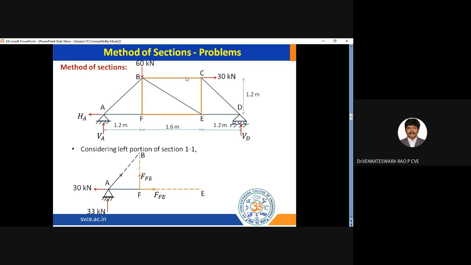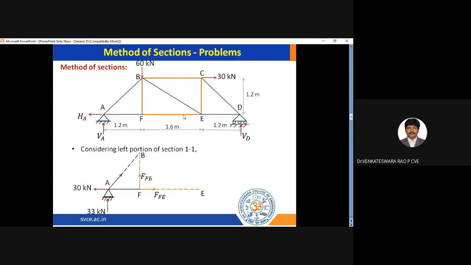And similarly, if I take another section line here, that is also cutting CB, CE, and ED. And there I can calculate CB and the CE. And this section line is also cutting only three members, not more than three. Right? So fine. So with this section line, it is cutting BF and FE. And with this another section line, it is cutting the CB and the CE.